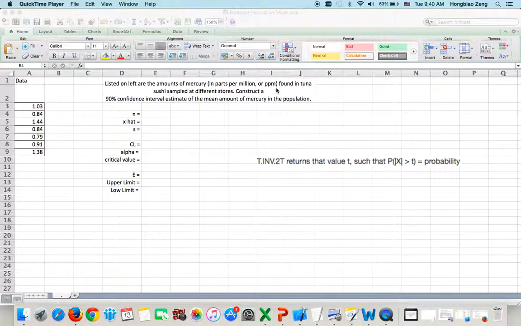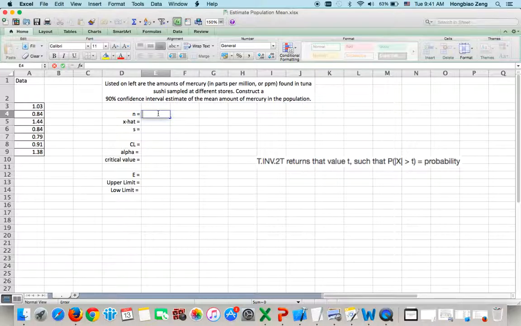Actually, the problem is not well established, so we need to add one condition: assume the population is normally distributed. So let's do this problem.